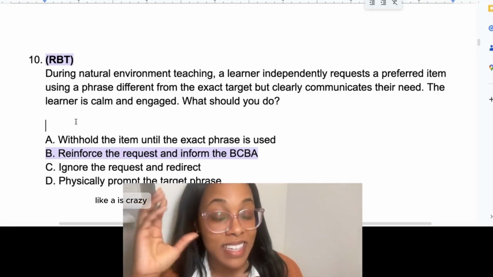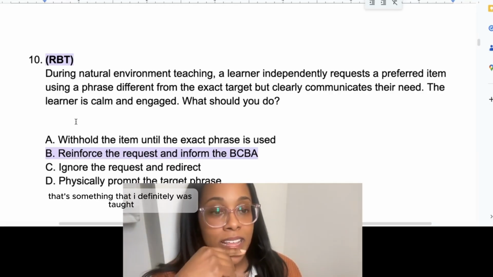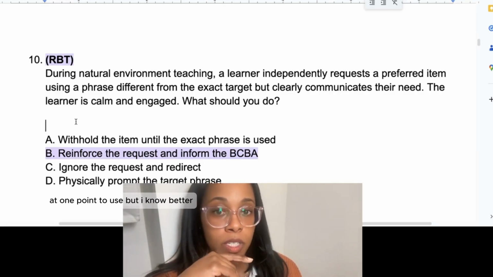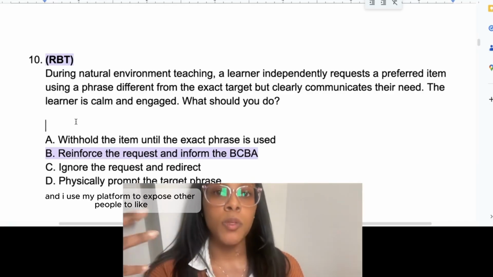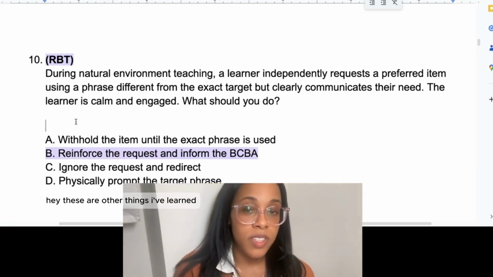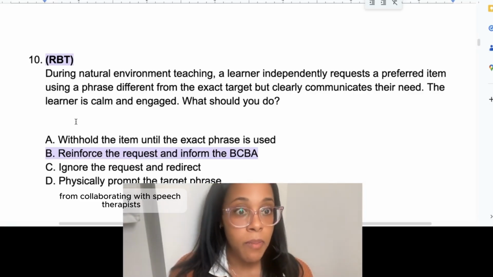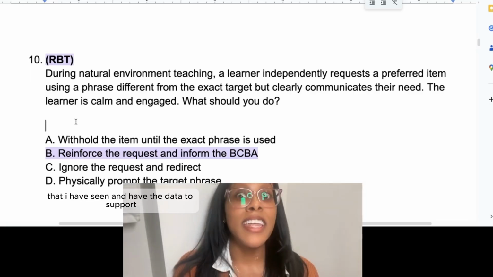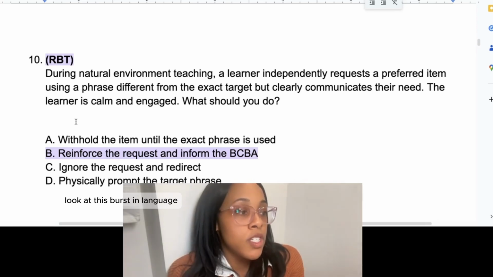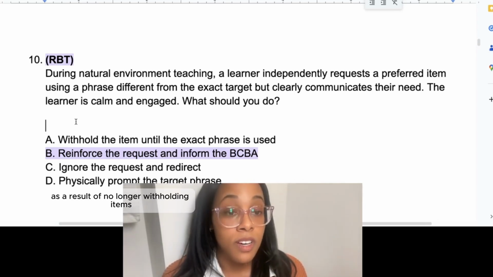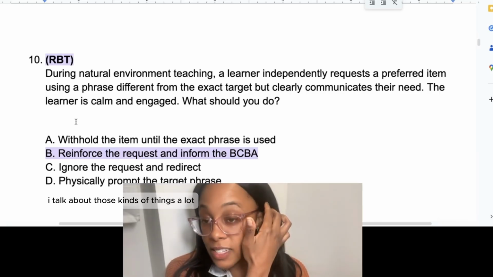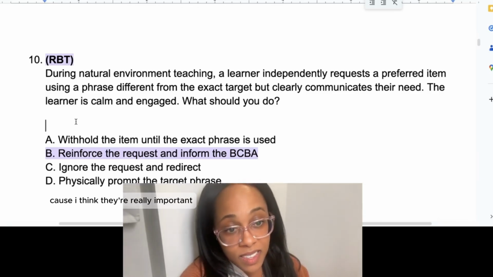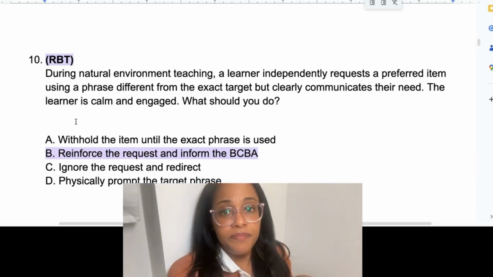Like, A is crazy. It is, but I can sit here and tell you that that's something that I definitely was taught at one point to use, but I know better, I do better, and I use my platform to expose other people to, hey, these are other things I've learned. These are things I've learned from collaborating with speech therapists that I have seen and have the data to support. Look at this burst in language as a result of no longer withholding items. If you're new to following me, I talk about those kinds of things a lot because I think they're really, really important.